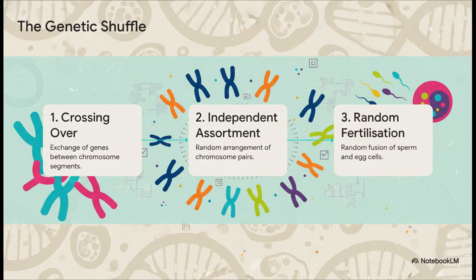Okay, so when sperm and egg cells are being made, that's a process called meiosis, by the way, three major things happen that basically shuffle the genetic deck. First, you've got crossing over, where chromosomes literally swap pieces with each other. Then there's independent assortment, which is just the random sorting of all those chromosomes. And finally, random fertilization, which means it's a total lottery which sperm meets which egg. You put all that together, and it's a guarantee that every single offspring is a brand new, totally unique genetic combo.